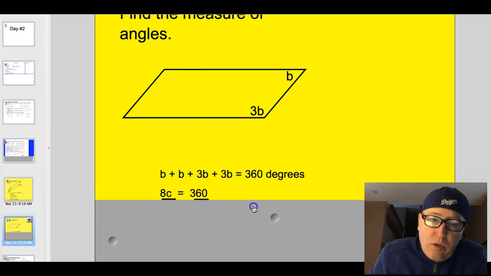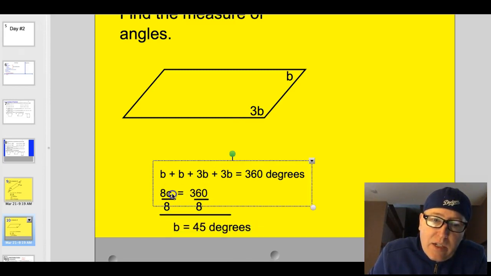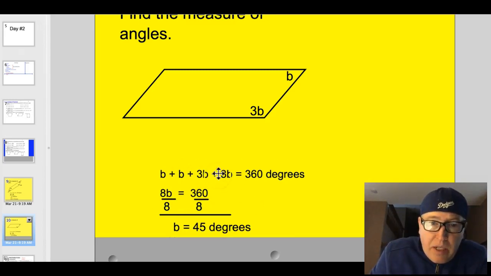So all total, oh, I got the wrong variable in. Let me change these to C's, I guess. What did I use? I guess I just need to change this one to a C. So all total, we have 8 B's. 3 plus 3 is 6. Here's 7, here's 8. We have 8 B's equaling 360 degrees.